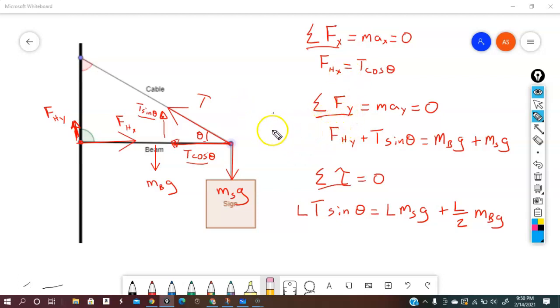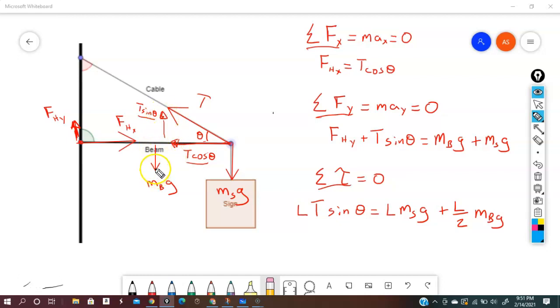So I've taken the liberty of drawing in these forces to make this work a little bit quicker. If you're doing a problem like this on your own, you definitely want to go through these steps. So I've got the force of gravity from the sign here at the end pulling down. I put a little arrow for that force of gravity. I've got the tension from the cable at this angle, and I break that into its components, so T cosine theta and T sine theta.